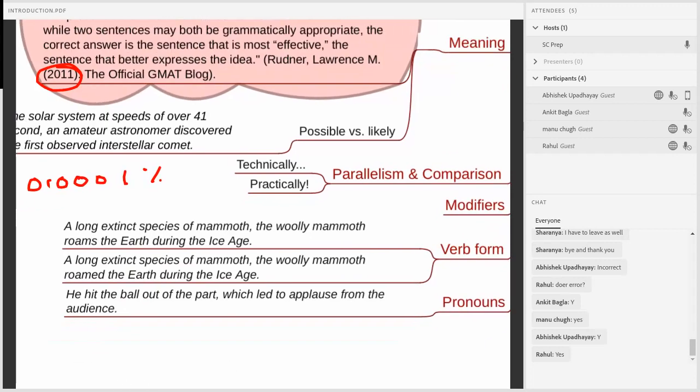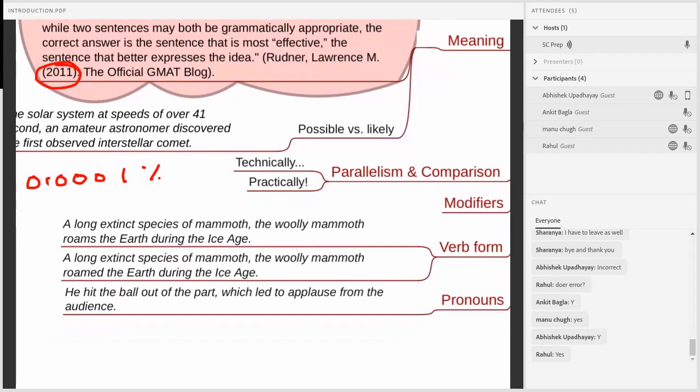Now for the next one. We've got just a few more discussions left. The next one is parallelism and comparison. Parallelism, technically speaking, is level 3. It's something that is used to make your sentences sound good, something to help readers read your sentence. It's like a decoration. But practically speaking, in 99.9% of the cases where parallelism is tested on the GMAT, it's level 1. So for all practical purposes, we'll treat parallelism as level 1.